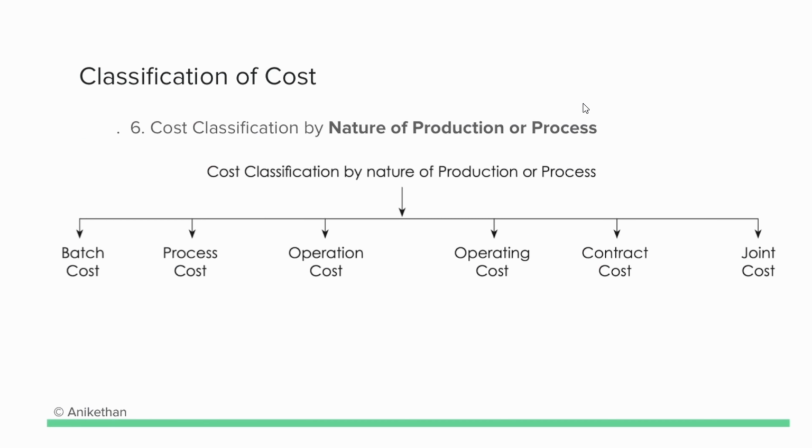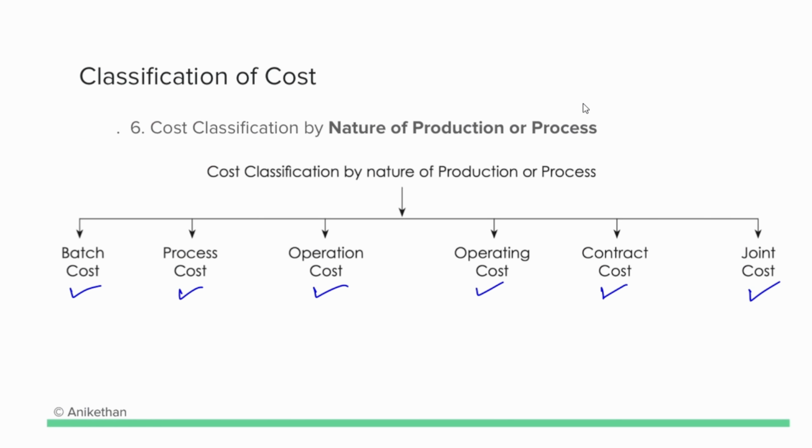Next type of classification is nature of production. Majorly you have batch cost and joint cost. Then you have process cost, contract cost, and operation or operating cost. There is no need to remember this because your section B is nothing but all of this. In section B, you have 5 chapters which focus specifically on each type of nature of production.